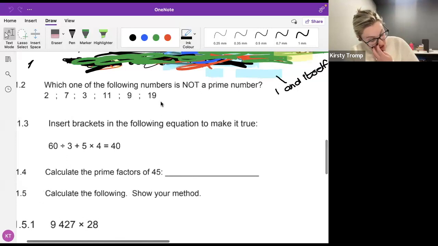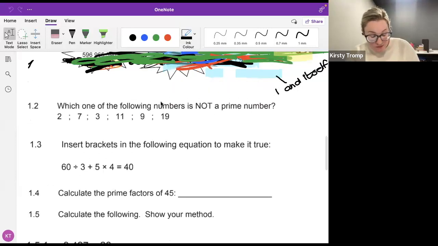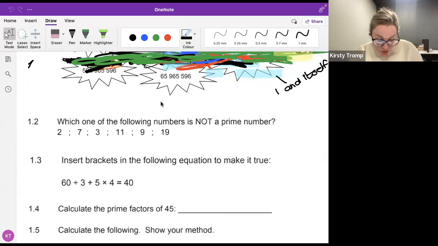So we've got 2, we've got 7, we've got 3, we've got 11, we've got 9, we've got 19. So 2, can we divide 2 by 1? Yes. And can we divide it by 2? Yes. Is there anything else that can be divided into 2? Definitely not. 7, can anything else be divided into 7? No. 3, nope. 11, nope. But what about 9? What goes into 9? 1, 3, and 9. So 9 is definitely not a prime number.